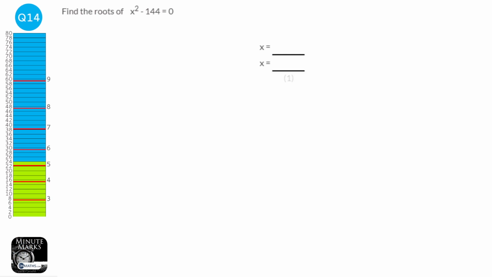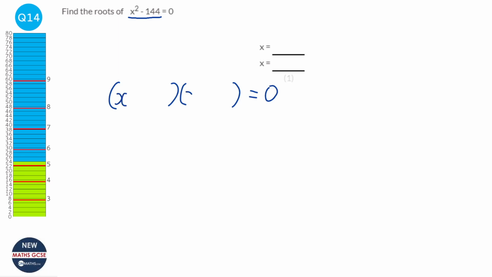To solve this, we've got to first of all factorise the left-hand side. And so we look at the number, and it's definitely a difference of two squares. So x squared, the square root of that will be x. And we think about what the square root of 144 is, which is 12. And so we plus 12 and we minus 12. So a difference of two squares, you take the positive and the negative root.